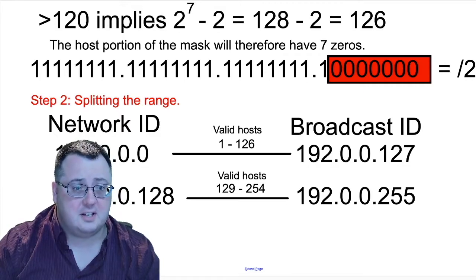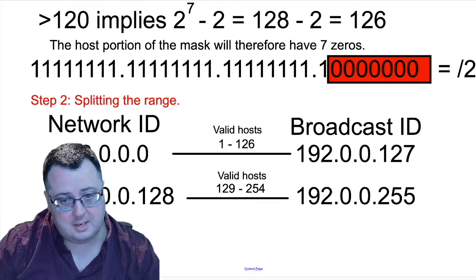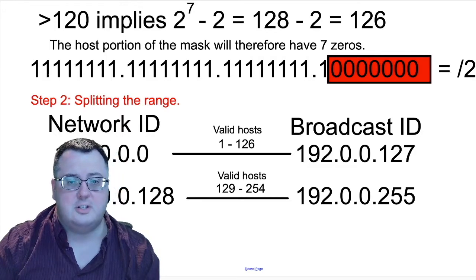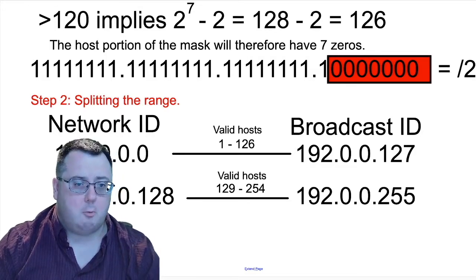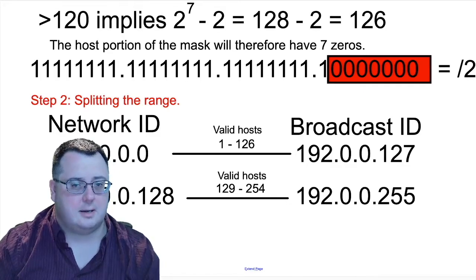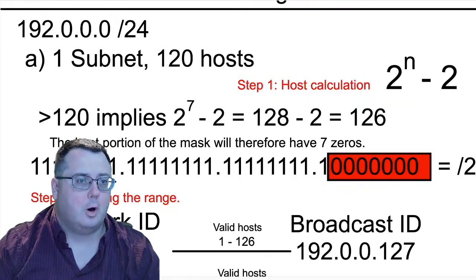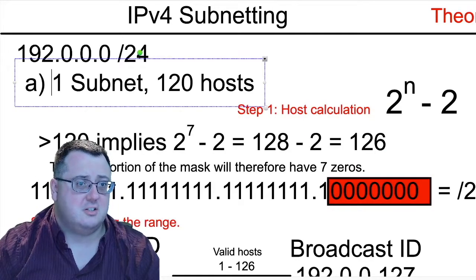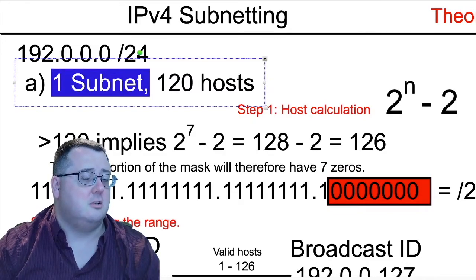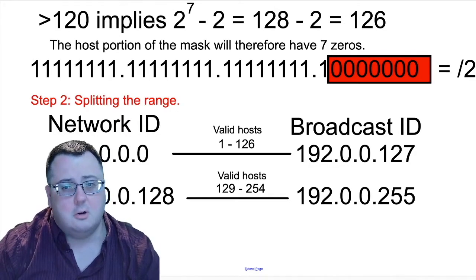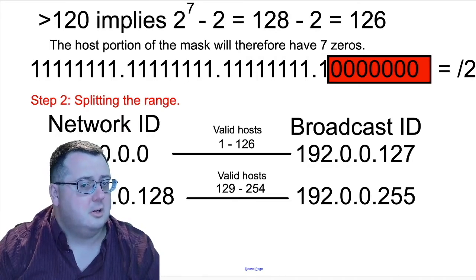And then there would be a second subnet, 192.0.0.128, going all the way up to 255, with valid hosts 129 to 254. Now we don't actually need that second subnet. We don't need the 128 to 255 range. Why? Because the question says it's one subnet we need, not two, just the one. So this first subnet of 192.0.0.0 to 127 will be sufficient.